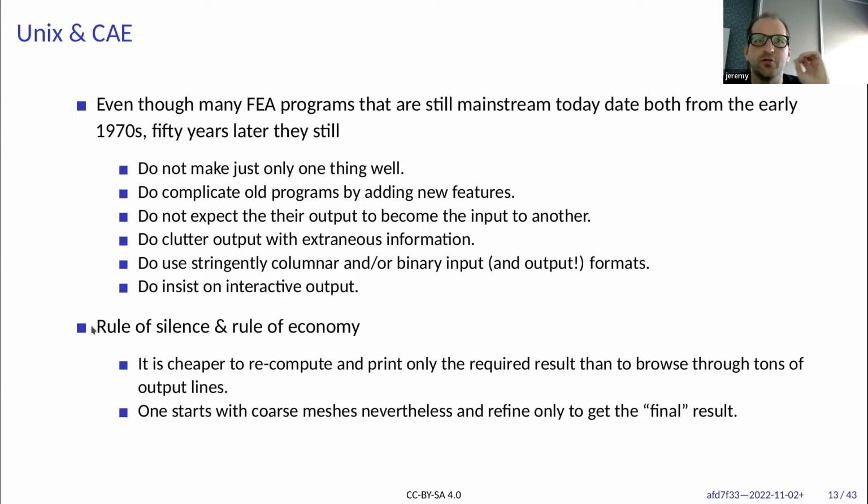In this case, we're going to focus on the rule of silence and the rule of economy. If the user doesn't want to have any output, he or she won't have any output. It's far cheaper to rerun a code and just get the answer that you're looking for than to browse through thousands of lines, because back in the 70s it was far more expensive to run codes and use CPU.